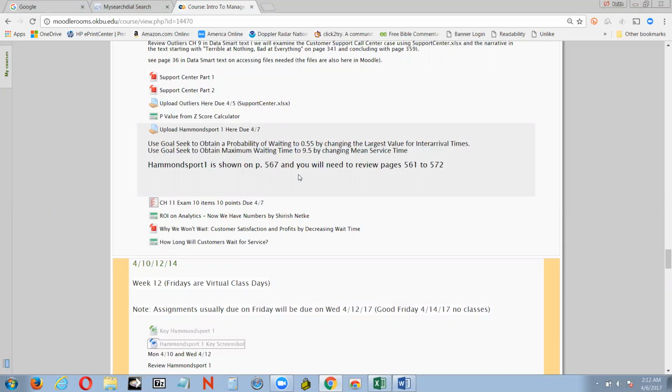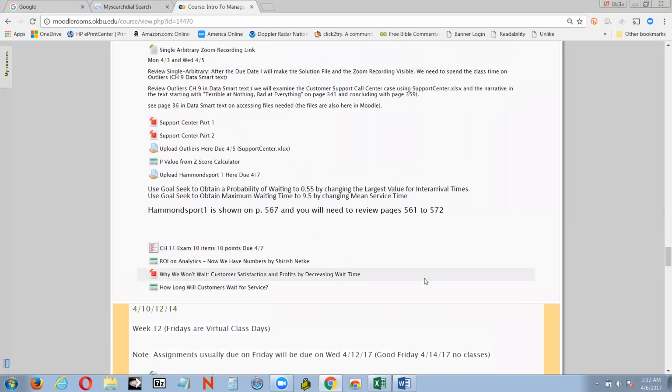I also want to point out that I went over here to the middle room to show you an article about the ROI on analytics and the return that we get by using them. And here is a nice PDF that deals with why we won't wait, customer satisfaction and profits. By decreasing time, we can increase satisfaction and profits. And then a link to an article on how long customers will wait for service. So this is a vitally important topic.